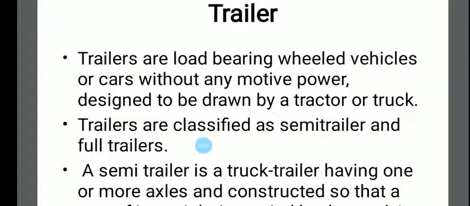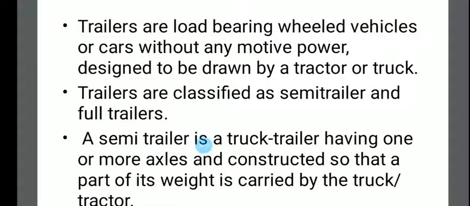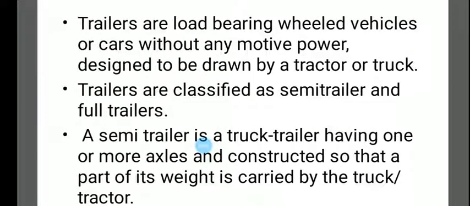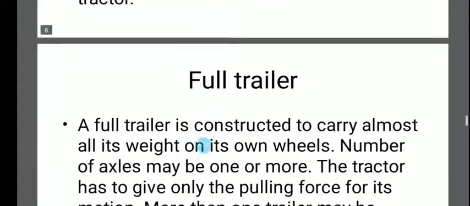Basically, the trailer transfers materials, and it has no motive power of its own, being designed to be drawn by tractors or trucks. Trailers are classified as semi-trailers and full trailers. A semi-trailer is a truck trailer having one or more axles, constructed so that part of its weight is carried by the truck tractor. Another type is the full trailer.